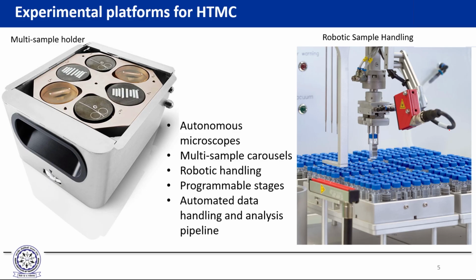In order to do this type of high throughput materials characterization, there are certain experimental platforms that turn out to be quite useful. For instance, the figure on the left shows a multi-sample holder for a scanning electron microscope. As you can see, in one shot you are inserting a lot of samples, and therefore you can study many samples without having to break the vacuum, without having to insert samples multiple times.